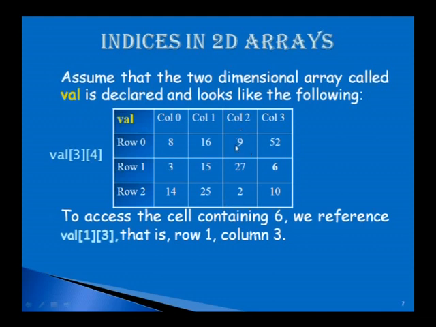We are going to call it through the matrix name or the array name, which happens to be val, and since the value 9 is located at the 0th row, it is val[0][2]. So, it belongs to the 0th row and the second column. To access the cell containing 6 over here, we are going to address it through val[1][3].